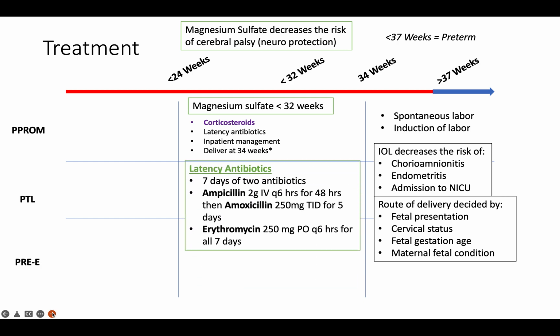The latency antibiotics that PPROMers receive include 7 days of 2 antibiotics: ampicillin 2 grams IV Q6 hours for 48 hours, then amoxicillin 250 milligrams TID for 5 days. And the whole time throughout these 7 days, this mom is also receiving erythromycin 250 milligrams PO Q6 hours.